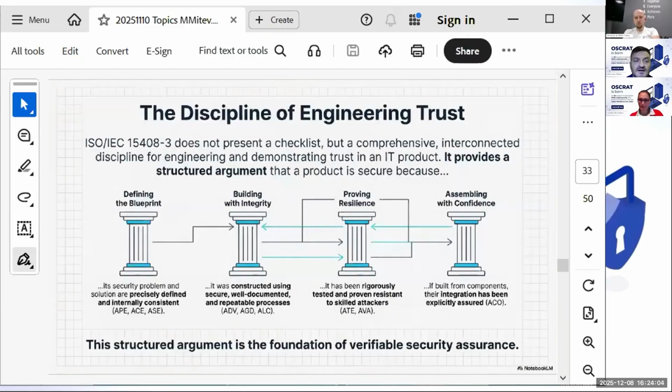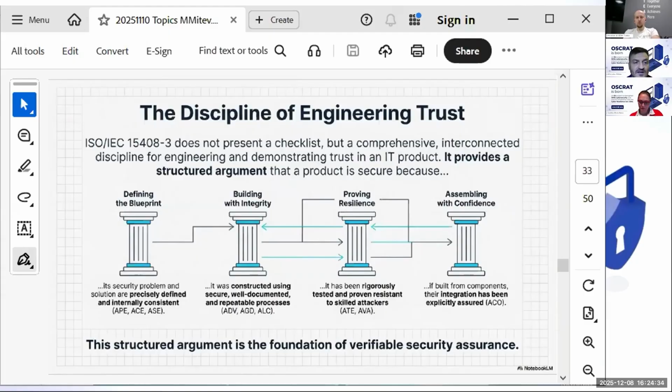In this way, I summarize the structured argument for trust. A product can be considered secure when four conditions are met. The security problem is clearly defined. The product is built with integrity. It is tested for resilience. And if it uses components, their integration is assured.